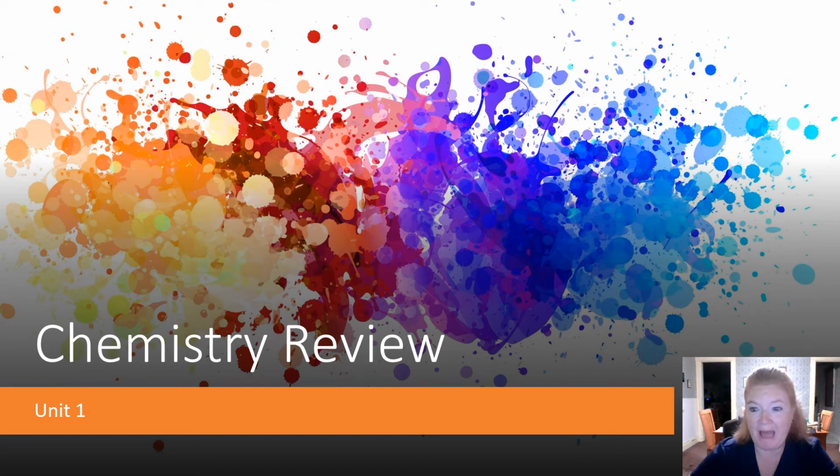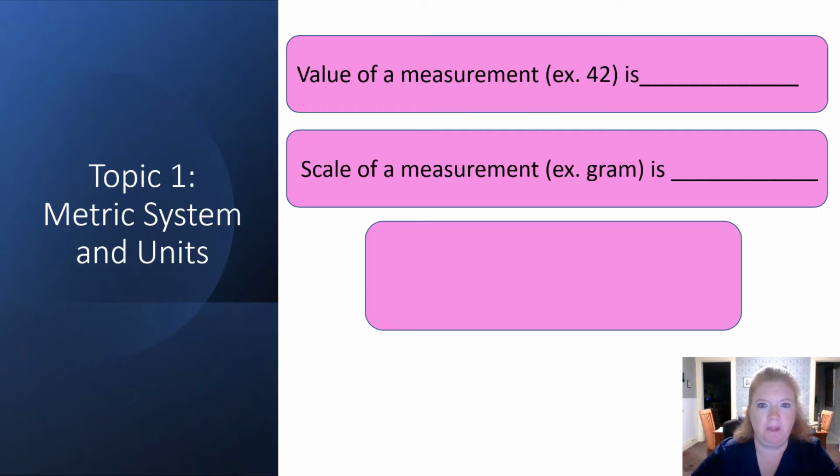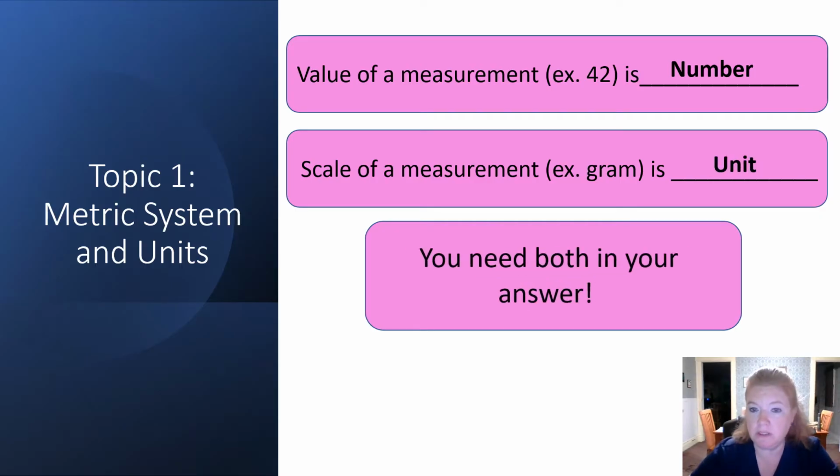Okay, hello. I am going to go through some chemistry review. Are you ready? This is our measurement unit, so unit 1. So the value of a measurement, like 42, is a number, okay? And then the scale of a measurement, like grams, for example, is the unit. So you need both in your answer.